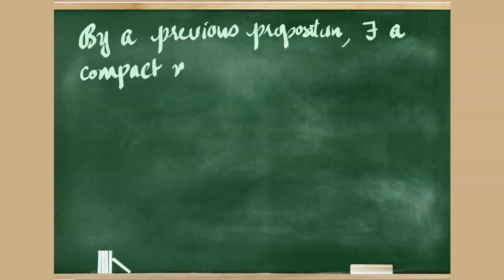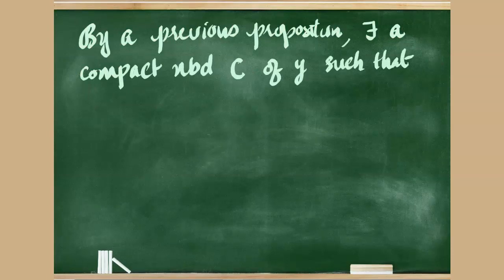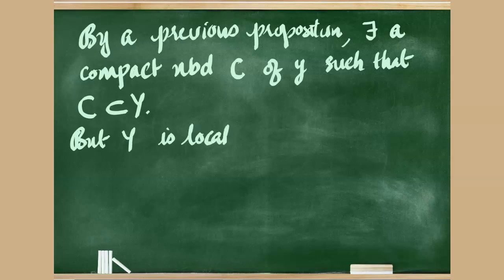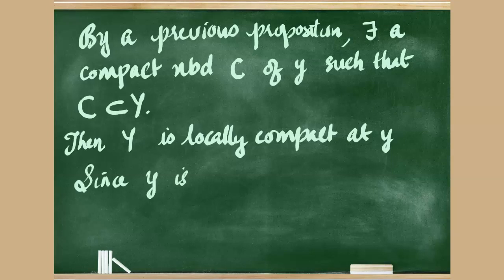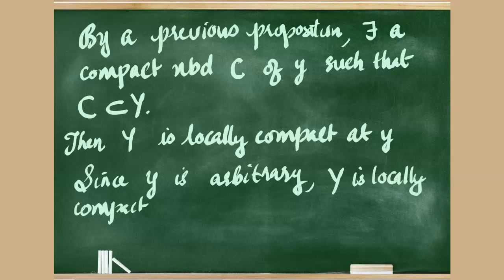Let C be a compact neighborhood of the point small y such that C is contained in Y. But capital Y is locally compact at small y from the definition of local compactness, because of the existence of a compact neighborhood contained in Y. Since the point small y is arbitrary, we can conclude that the space Y is locally compact at all points, and hence the space Y itself is locally compact in the subspace topology on it.